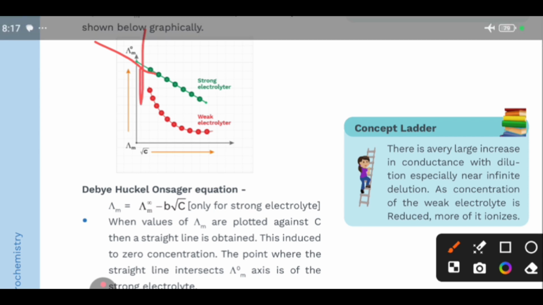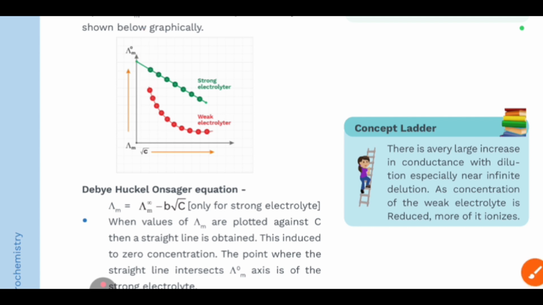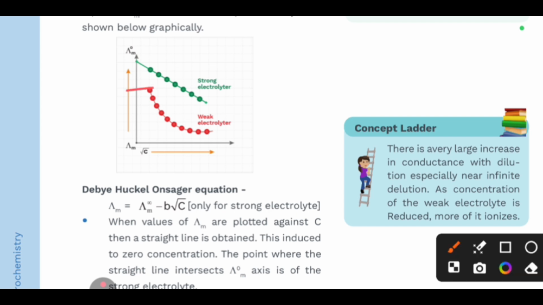If the graph crosses this vertical line, for the strong electrolyte you can get the value of molar conductance. But for the weak electrolyte, if you extrapolate this, it will not cross the y-axis. It means it will not give the molar conductance at infinite dilution. Infinite dilution means you have to cross this value, then only you will get a point on this line. In the weak electrolyte we are not getting it, but in the strong electrolyte we are getting this value. So with the help of the graph we can find the value of molar conductivity at infinite dilution for a strong electrolyte, but for a weak electrolyte we are not able to find the value of molar conductance at infinite dilution.